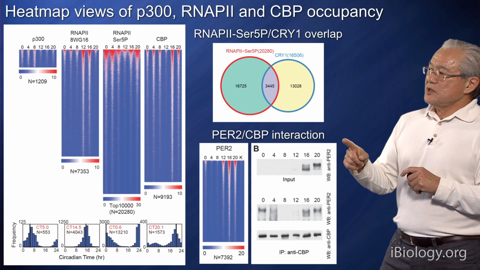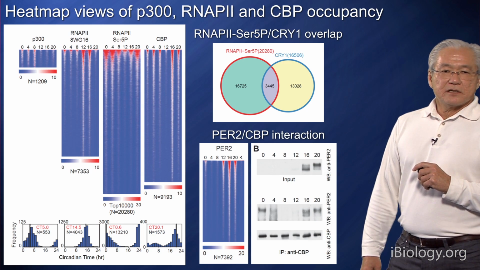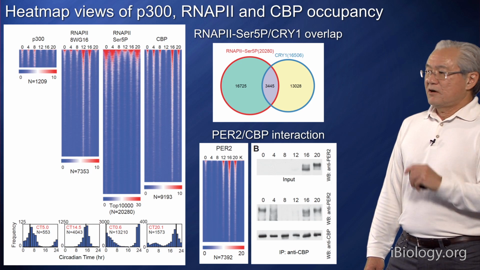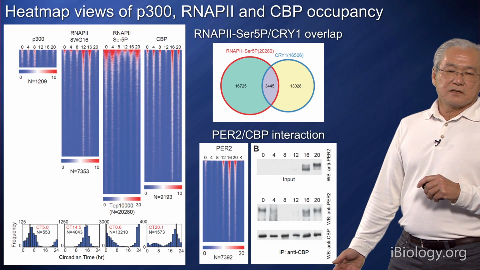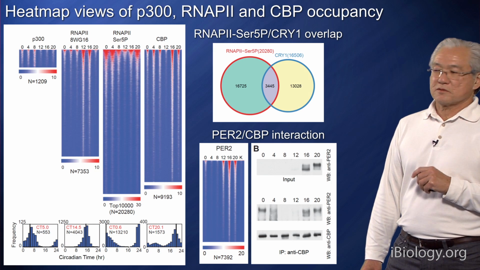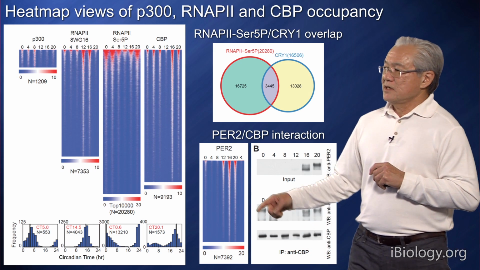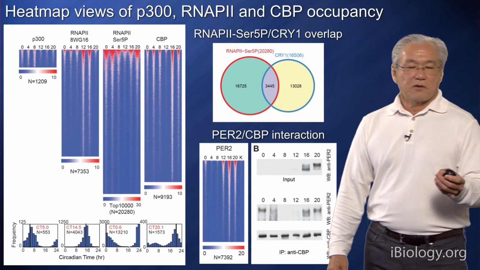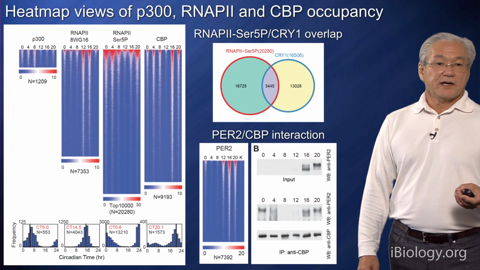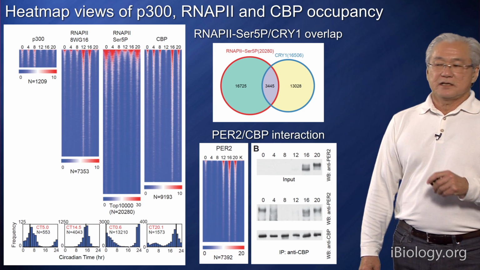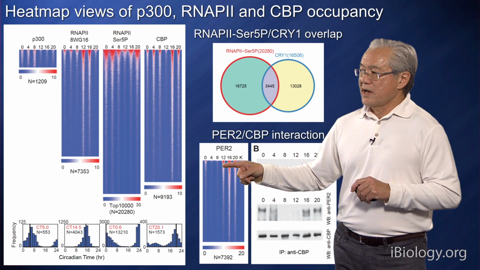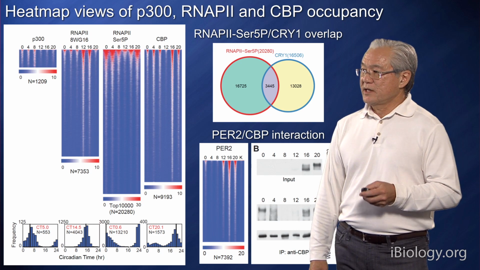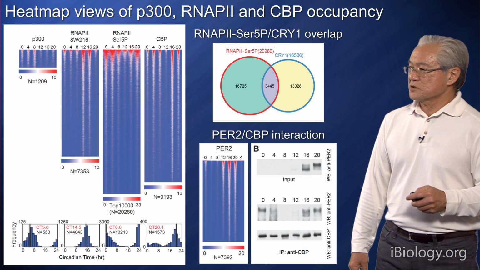And in the case of CBP, we found that it interacts with the repressor PER2, which is also very surprising since CBP is typically a coactivator and PER2 is a repressor. And so in the case of CBP, we think that perhaps in the morning it interacts with BMAL1 as a coactivator, but at night it can interact with PER2, which is a repressor, and perhaps might act as a co-repressor. We don't know if that's true yet.